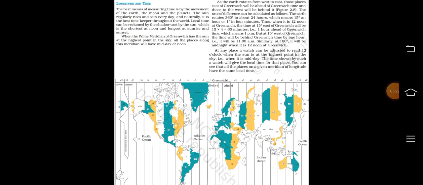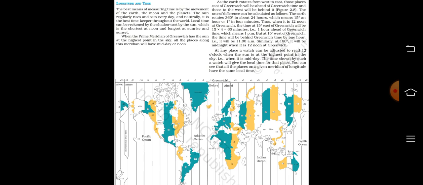And time. The best means of measuring time is by the movement of the earth, the moon, and the planets. The sun regularly rises and sets every day, and naturally, it is the best timekeeper throughout the world. Local time can be reckoned by the shadow cast by the sun, which is the shortest at noon and longest at sunrise and sunset. When the prime meridian of Greenwich has the sun at the highest point in the sky, all the places along this meridian will have midday or noon.